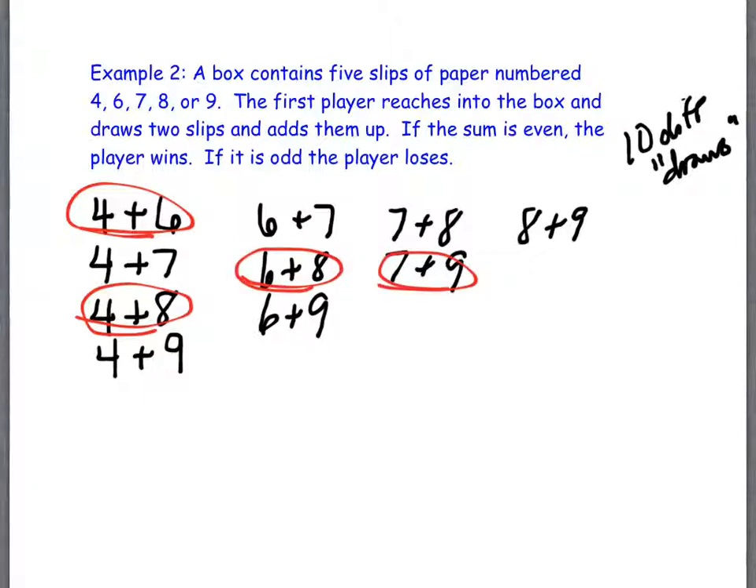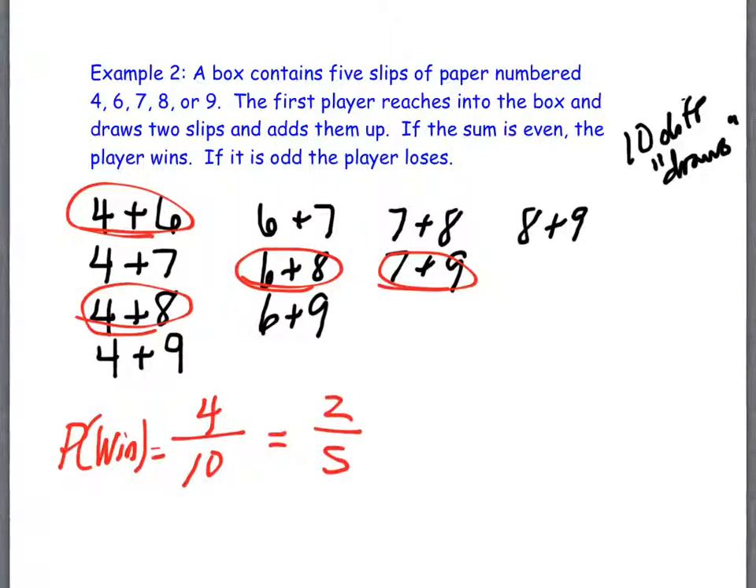Okay, so how many even ones are there? 4 out of 10 total, which means what's the probability that you win? Sorry, 2 out of 5. And if you want to turn it into a decimal, you could. This would actually be a 0.4 chance that you win. Most of the time your book's going to leave them in fractional form when they have that option, but if you want to change them into decimals, you could.